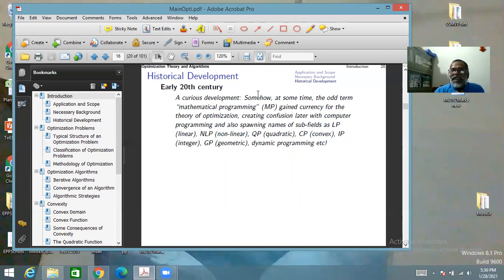And from this basis, actually, several particular subfields in optimization got funny kind of names. Linear programming, non-linear programming, quadratic programming, convex programming problem, integer programming, mixed integer programming, geometric programming, dynamic programming. Such names came basically from this peculiar use of the word programming. And at the time when the mathematical programming term came, there was no business of computer programming, okay, because computers came later. And so that is how the confusion is created.